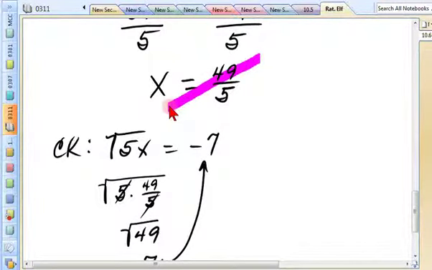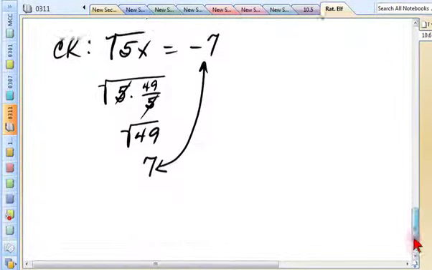Since that doesn't work, what does work? Nothing. No solution. If we had had a quadratic and we had two answers, one of them might check and one of them might not check. Or maybe both of them check, or maybe both of them don't check. So there's a lot of possibilities. But if you have no answers left, you type in an N.